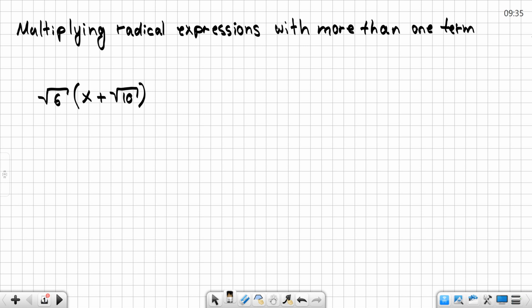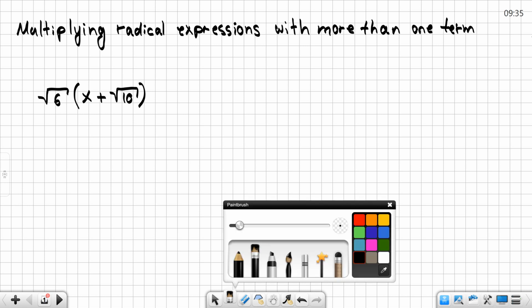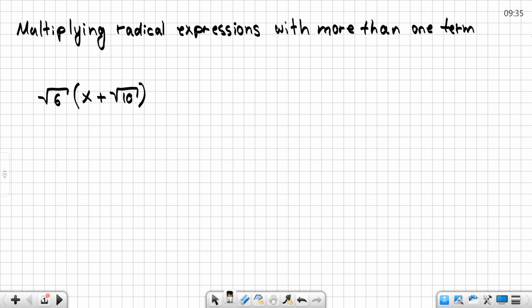First, we are going to multiply radical expressions that have more than one term. What we are going to do here is take the square root of 6 and multiply it with x plus the square root of 10. We are using our distributive property. I open up the parentheses. This is the square root of 6 times x plus the square root of 6 times the square root of 10.